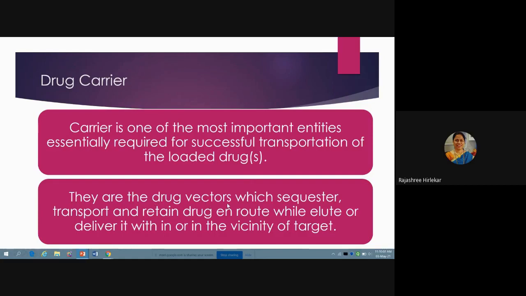These are the drug vectors which sequester, transport, and retain the drug en route, while eluting or delivering it within or in the vicinity of the target. So these vectors or carriers should carry the drug without it getting degraded, and transport the drug to that particular target, and after it reaches the target it should slowly release the drug near that target. This is the importance of the drug carrier.